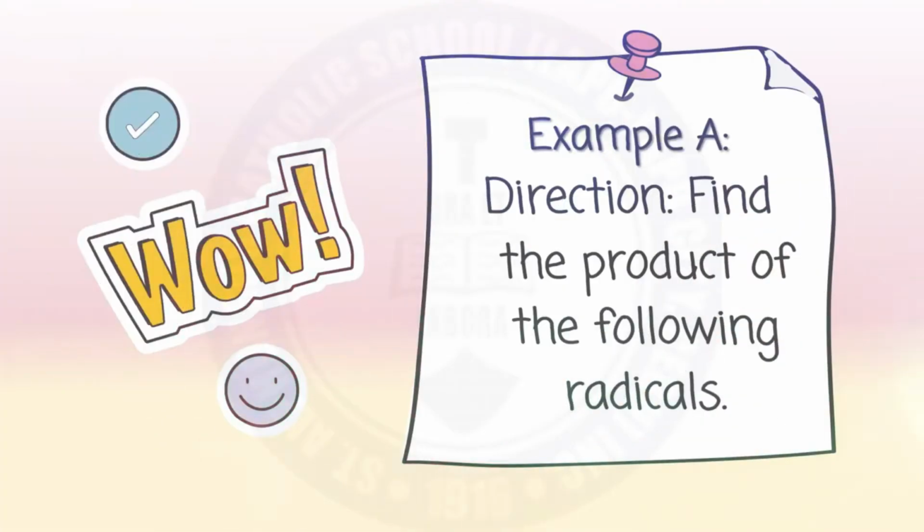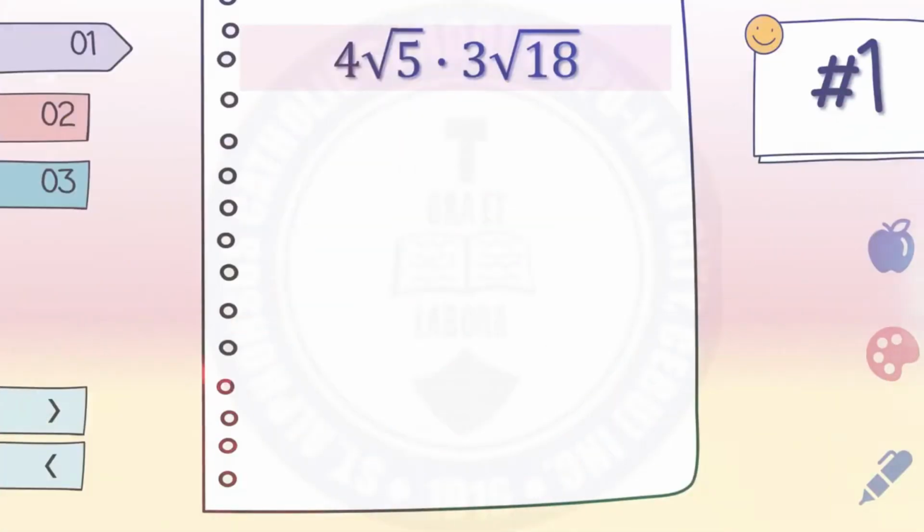Let's have some examples in finding the product of the following radicals. Number 1: 4 square root of 5 times 3 square root of 18. First, you need to simplify each term, then follow the product rule, or this property, the nth root of A times the nth root of B is equal to the nth root of AB. Then, if possible, simplify the final answer.